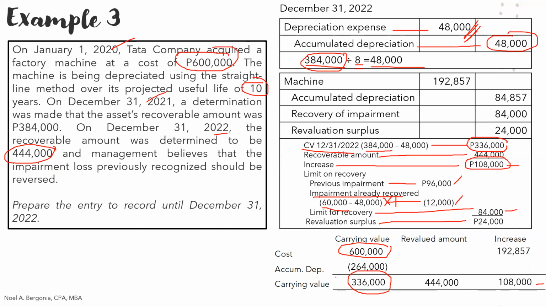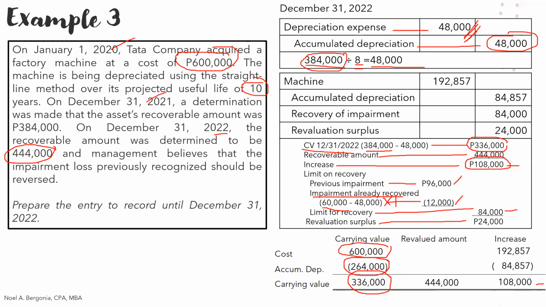Okay? Then, as to our accumulated depreciation, you have 264,000 divided by 336,000. Then multiply it with the 108,000. Then the related increase in the accumulated depreciation was, ayan, correct, 84,857. Okay, so that's the increase.